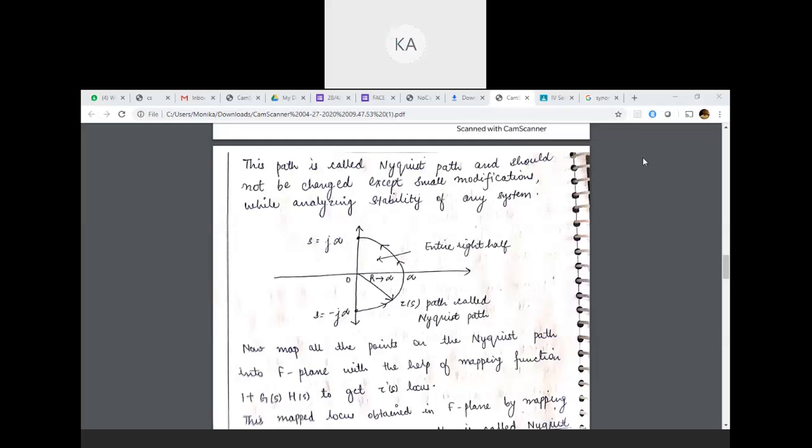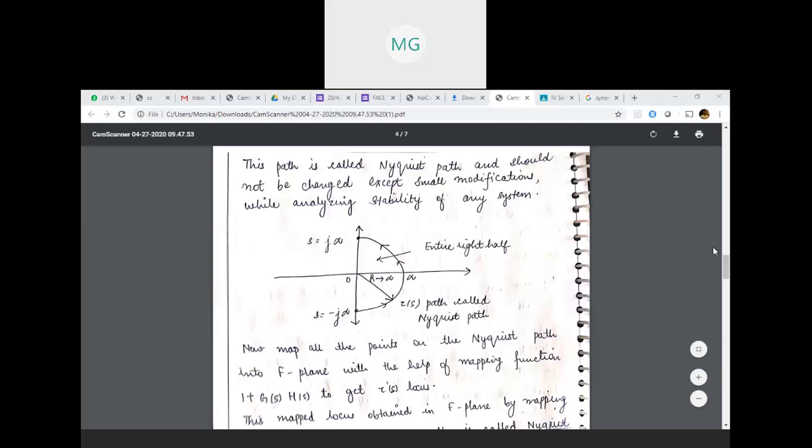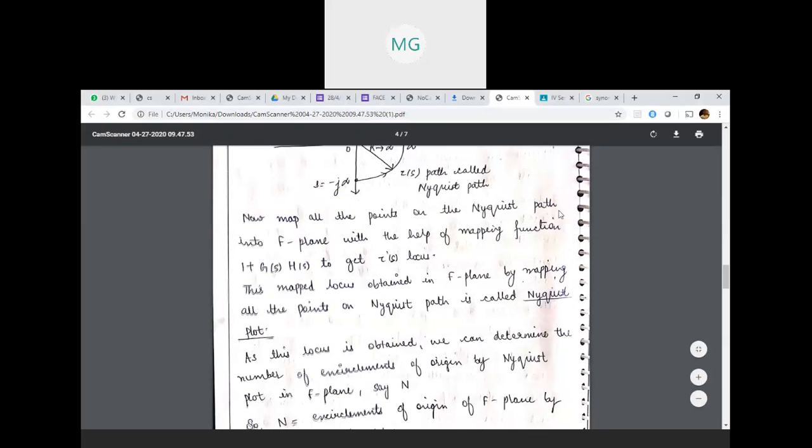Okay. Now, this path is called the Nyquist path and should not be changed, except for small modifications, while we are analyzing the stability of any given system. Now, what we are going to do is map all the points on the Nyquist path into the F plane with the help of the mapping function 1 plus G into H to get the F(s) locus. The mapped locus obtained in the F plane by mapping all the points on the Nyquist path is called the Nyquist plot.